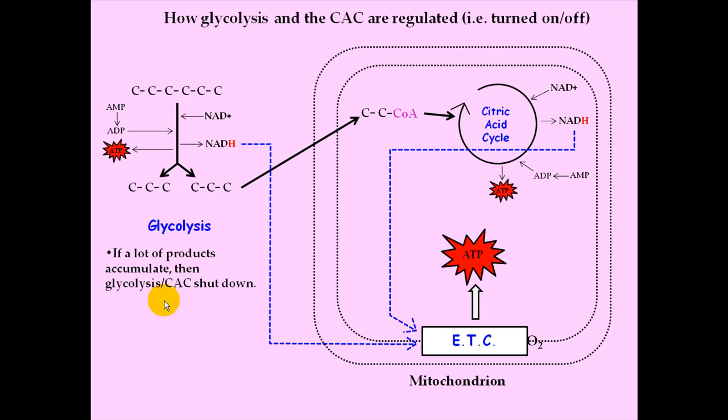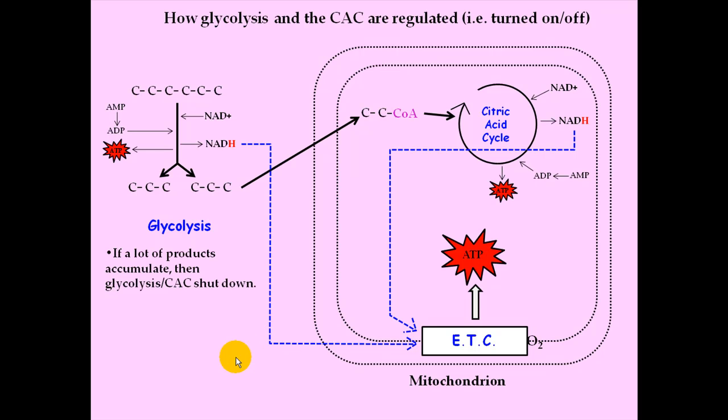It gets turned off if there's a lot of products available. So if a lot of products accumulate, then glycolysis and the citric acid cycle shut down, or at least slow down. And by products, what we mean is this. Take a look at what's being made during this process. One of the major products is ATP. Right, that's produced by the whole process. NADH is also produced. So again, we're saying that if things like NADH and ATP start piling up, then it would be a good reason to slow down this whole process.